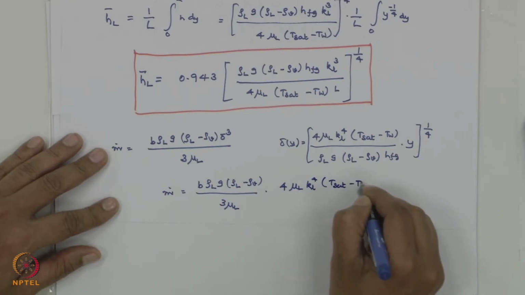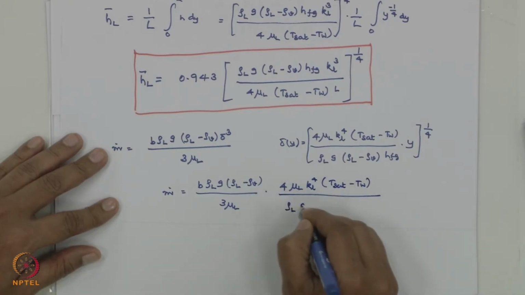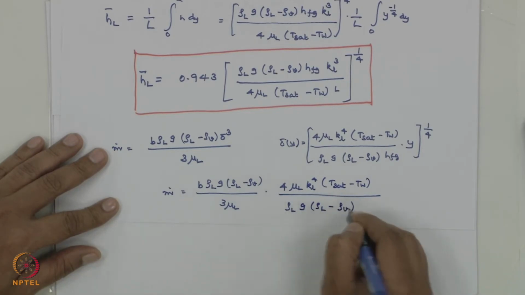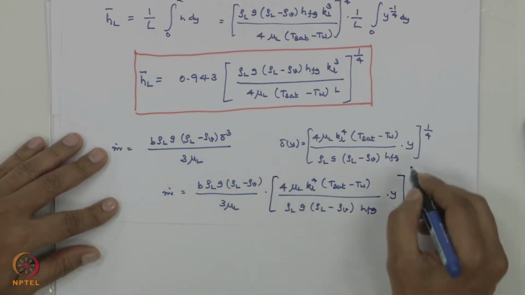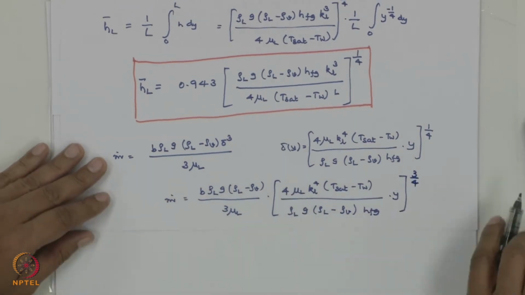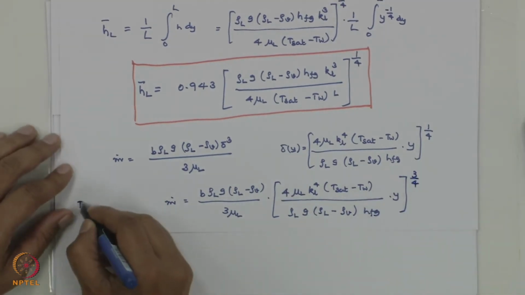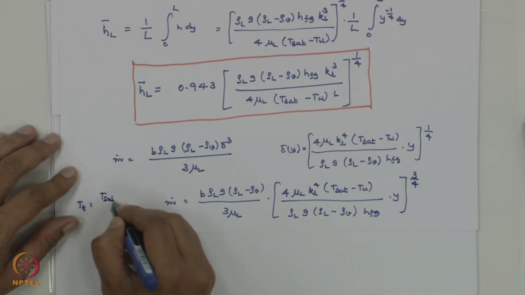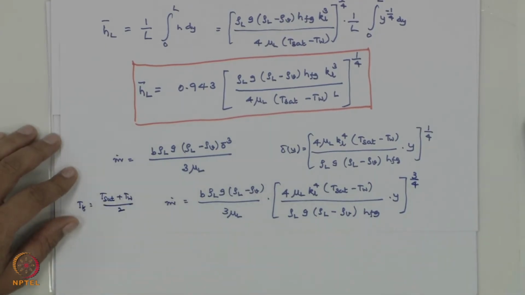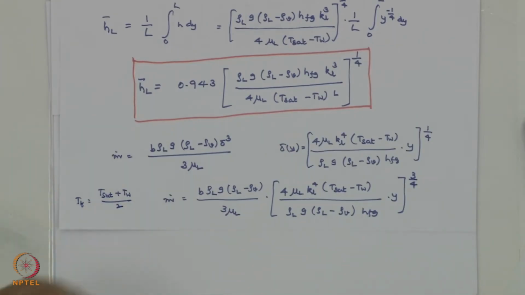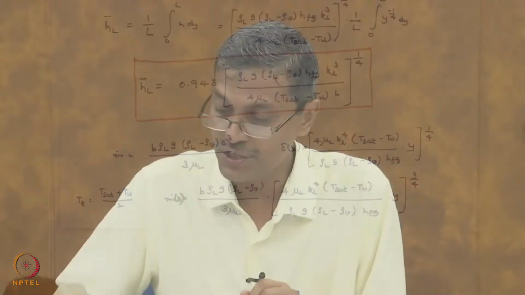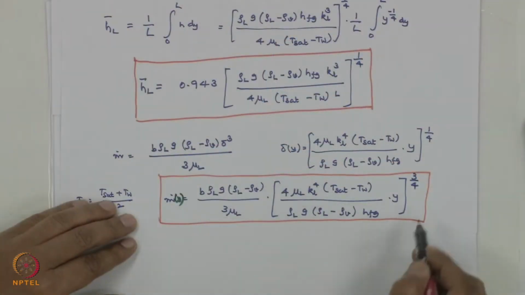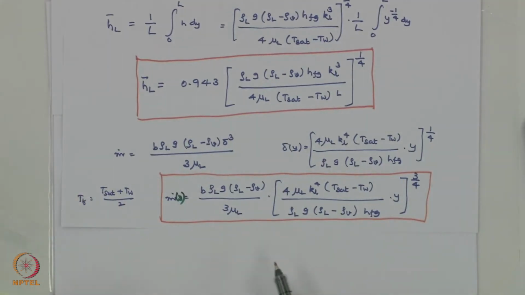So T sat minus T wall upon rho L g into rho L minus rho V into HFG into y to the power of 3 by 4, because there is delta cube. The properties are to be calculated at the film temperature, that is T sat plus T wall divided by 2. Remember that this mass flow rate is a function of y. At every location, the mass flow rate is going to change. So that is what we got for the mass flow rate.